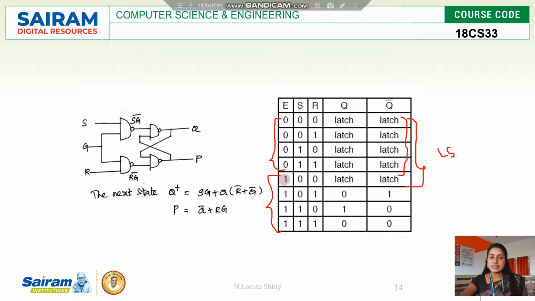Okay, next, in the next 4 cases, enable is activated. Now the latch will work based on the input condition. If both the inputs are 0 and 0, then the latch output is the previous state only. The latch output is the previous state. Okay, last state.